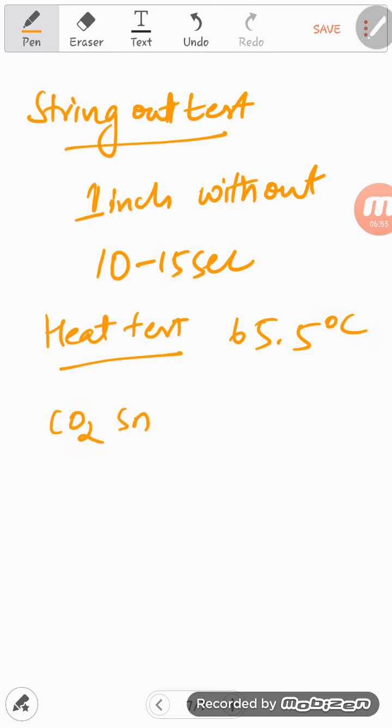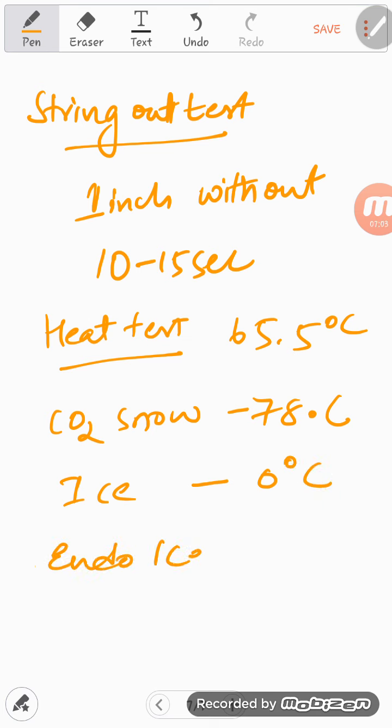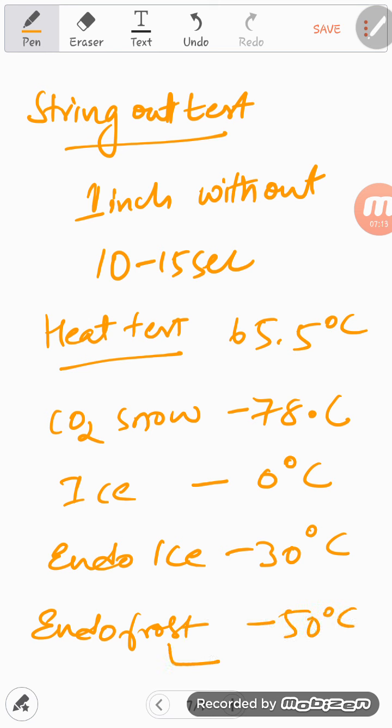And the temperature for the heat test is 65.5 degrees centigrade. Temperature of carbon dioxide snow, that is minus 78 degrees centigrade. Temperature of ice, that is 0 degrees centigrade. Temperature of endo ice, that is minus 30 degrees centigrade. Temperature of endo frost, that is minus 50 degrees centigrade, and the material that is used in endo frost is butane.